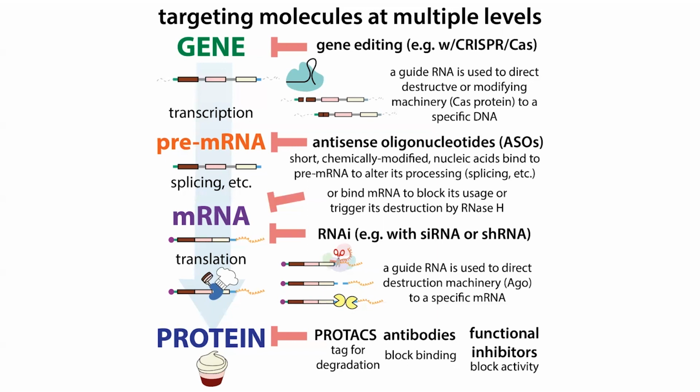Some of the main methods that we use to target these different molecules, just a quick overview, and then we'll go into the details. If we want to target the DNA, so if we want to target the gene, we're going to use some sort of gene editing tool, something like CRISPR-Cas. And if we want to go after the RNA, we're going to be using something like antisense oligonucleotides or ASOs. We can also use RNAi, so something like siRNA or shRNA. And then if we want to go after the protein, we can use strategies like PROTACs, antibodies, and functional inhibitors.